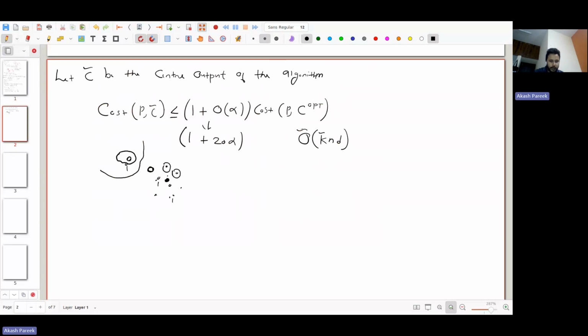I hope this is clear and the setting is clear. So let's start by giving the algorithm itself.